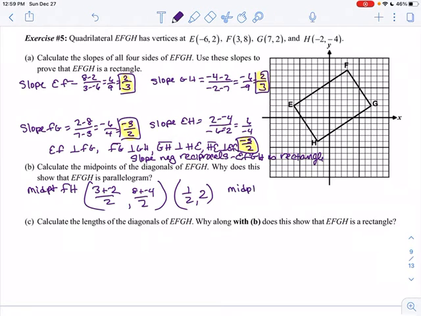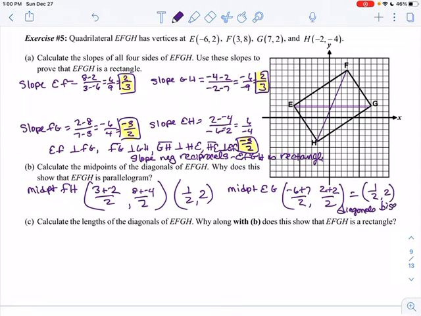I got a fraction, but no big deal as long as the other one comes out to be the same. Midpoint of EG. Remember, I'm doing the midpoint of the diagonals. So midpoint of EG, again, I'm going to add the x's, divide by 2, add the y's, divide by 2, and yep, I get the same thing, 1/2, comma 2. So basically the diagonals bisect each other.